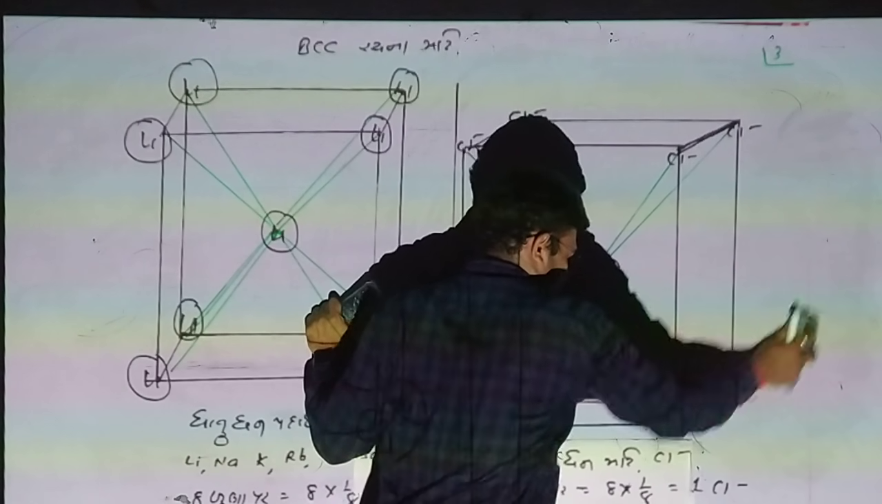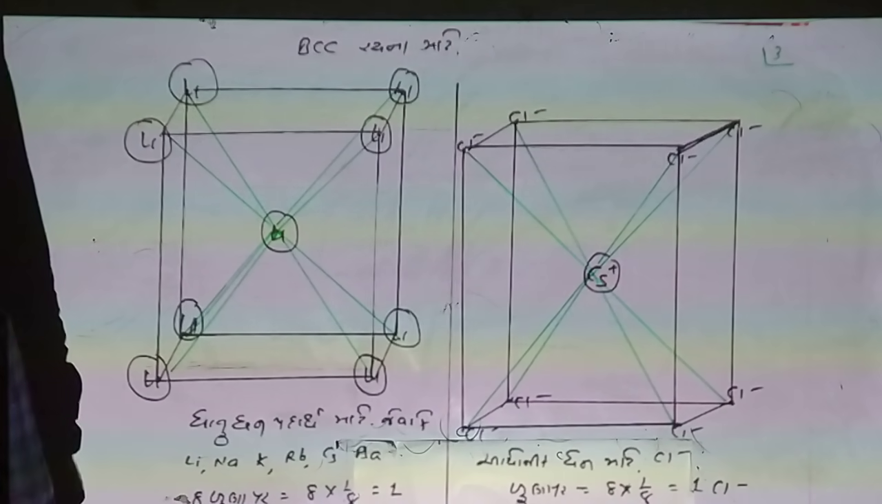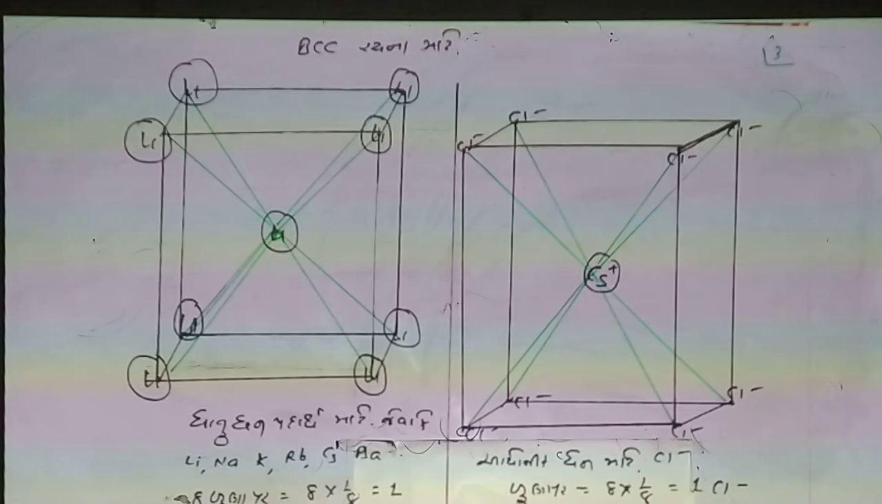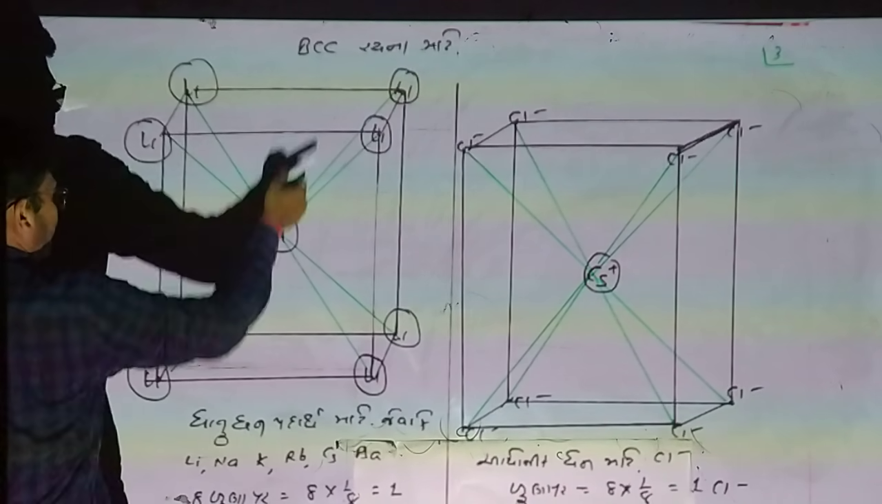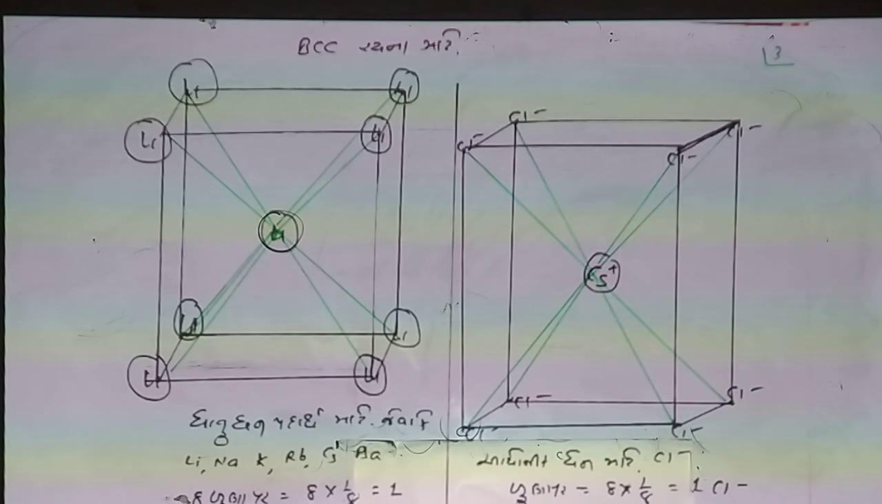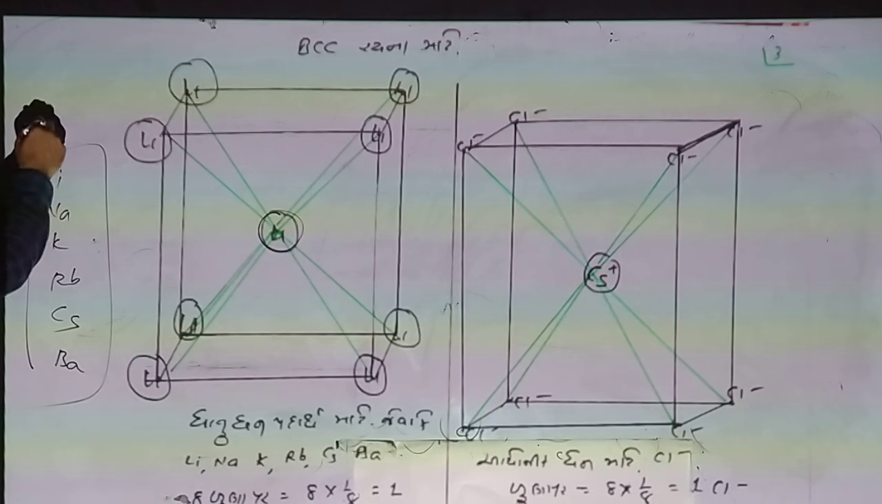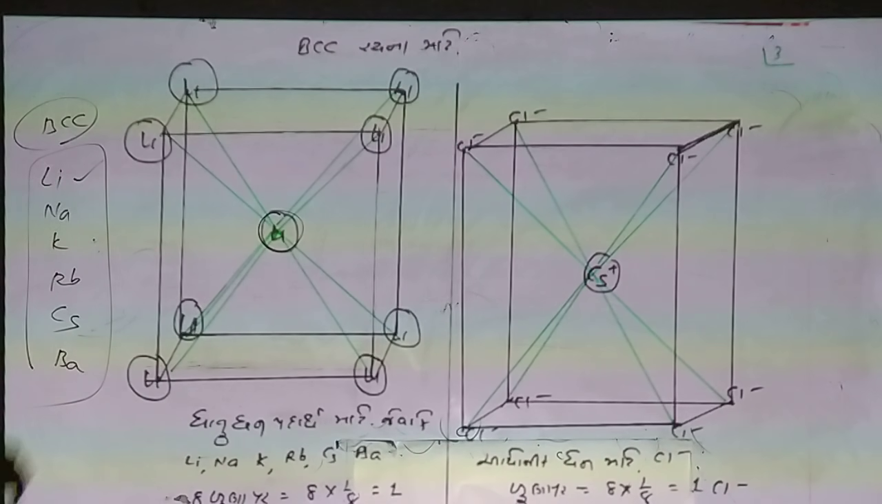In the BCC structure, 8 spheres are at the corners and 1 is in the body center. Which type of metal possesses BCC? Lithium, sodium, potassium, rubidium, cesium and barium have a BCC structure.